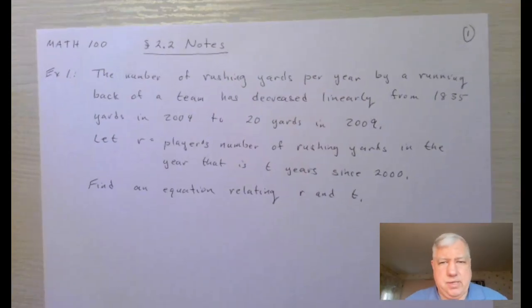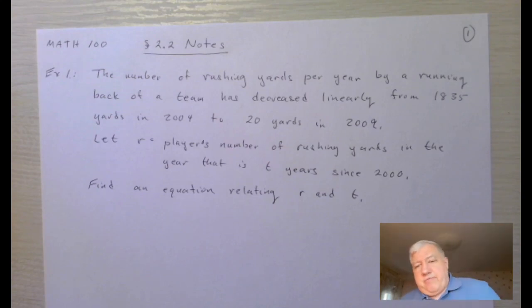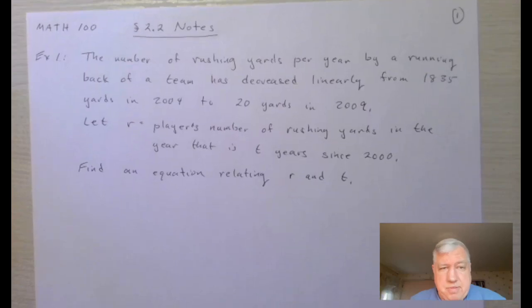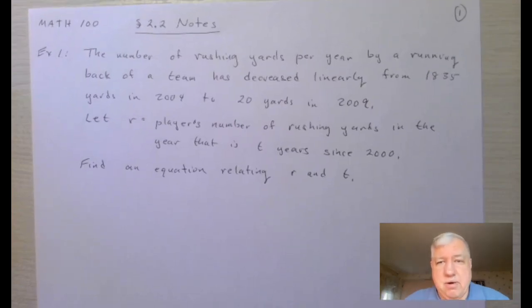We are going to continue talking about linear modeling of certain things in the quote-unquote real world. This is section 2.2, and we're going to do 3 examples here, where you're asked to find the equation of a line that relates 2 variables, where the 2 variables actually represent 2 very real things.